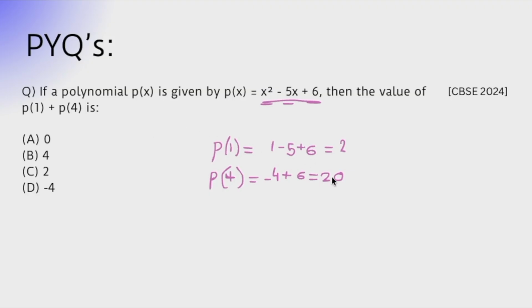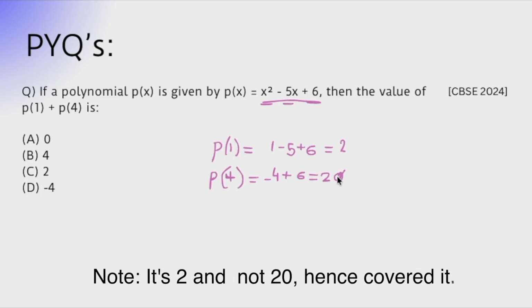So when you do the addition, you get 2 plus 2, which will be 4. So the answer would be option B, 4.